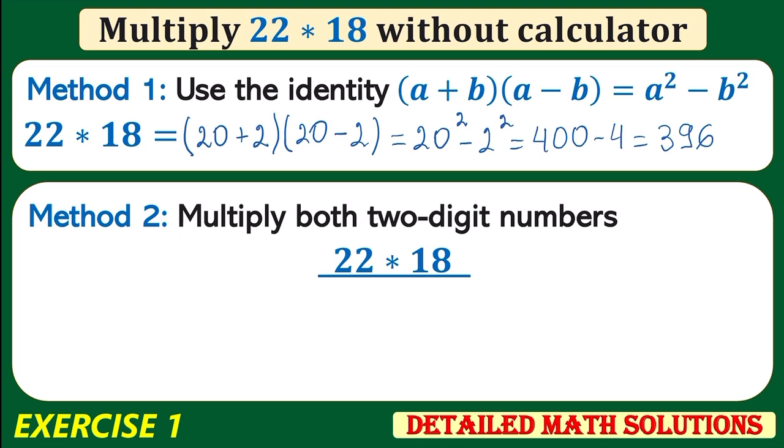Next, I need to multiply both two-digit numbers. I have 8 times 2, which is 16. I have 1 carries over. Then again, I have 8 times 2, 16, and 1, 17. 1 times 2 is 2, and again 1 times 2 is again 2. When I add both numbers, I have 6, 9, 3, or again 396.